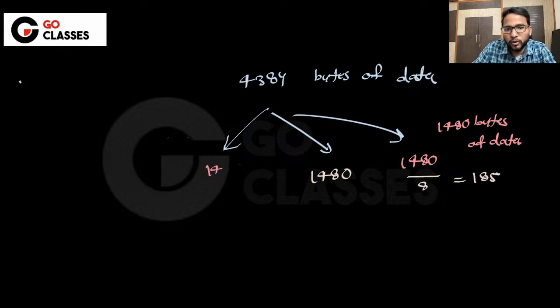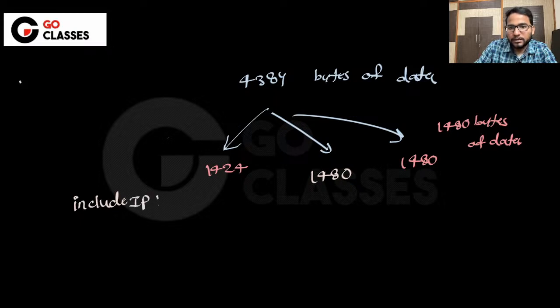Now you do not need to check for the last package. For the last package you do not need to check whether it is divisible by 8 or not. For these two this has to be divisible by 8. So that is the answer, right? I mean, these are the data bytes. The packet size, if you include the IP header, then it is 1500, 1500, 1444.